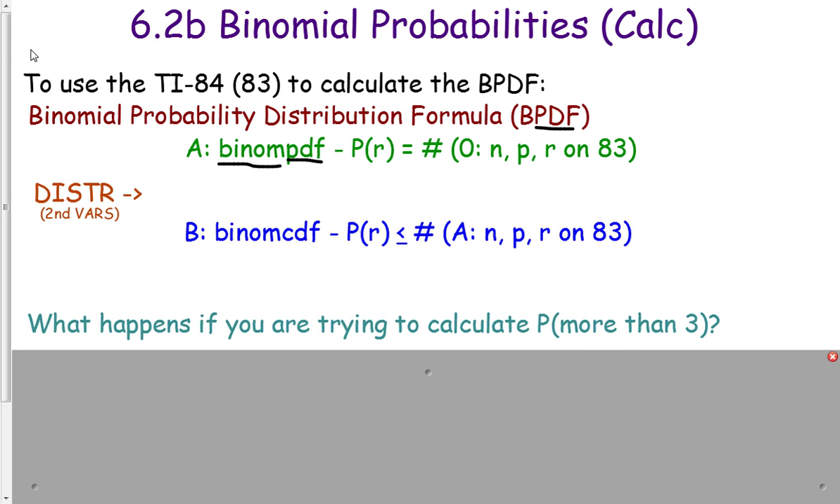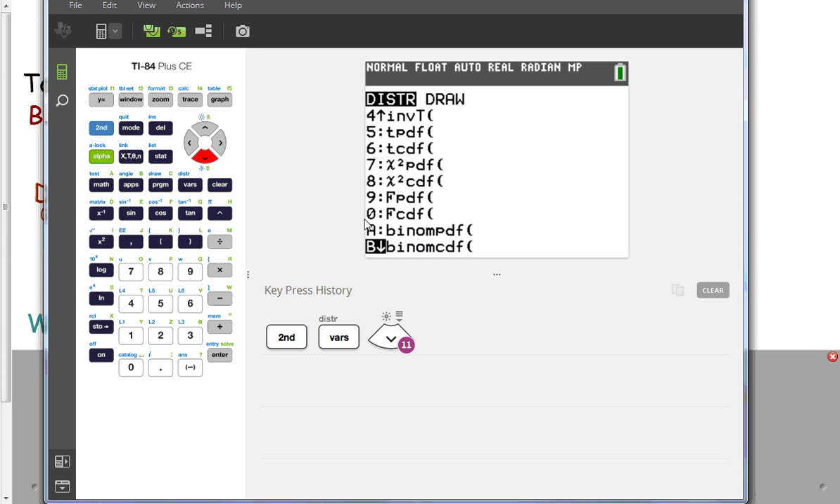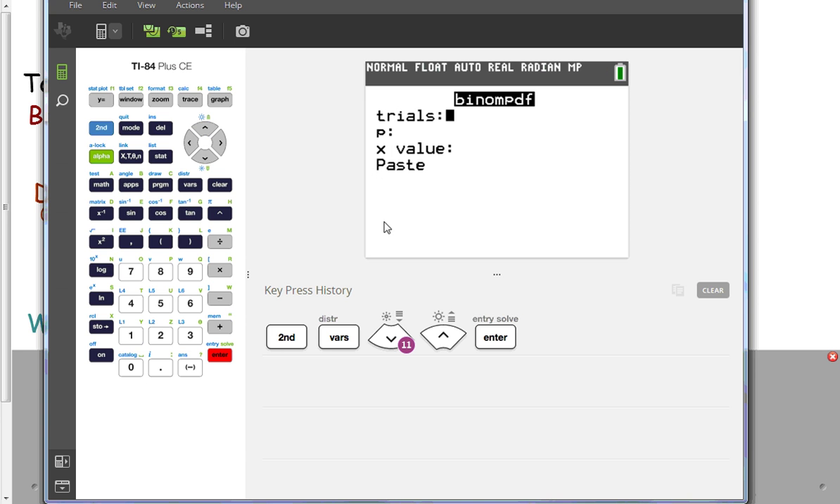Okay, so which is which? Why are there two of them? The A is for when we're doing the probability of our successes equals a number, so when it's equal to a number. Once we hit that button, it tells us trials, what's our p-value, what's our x-value. It gives us that information right there that we can put in.